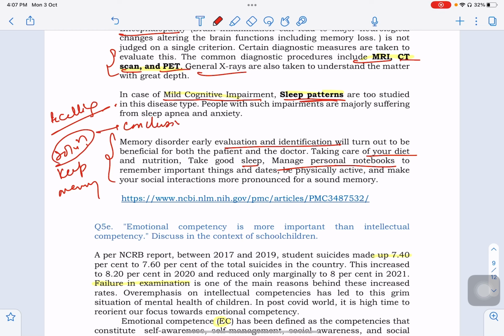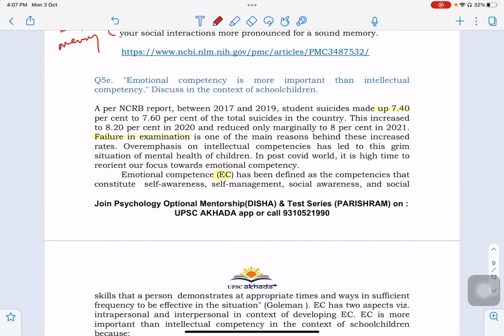And coming to the last question of this video: emotional competency is more important than intellectual competency. Discuss in context of school children. So in this answer, introduction carries an important weightage, because we should give a kind of introduction which justifies this statement: emotional competency is more important than intellectual competency.